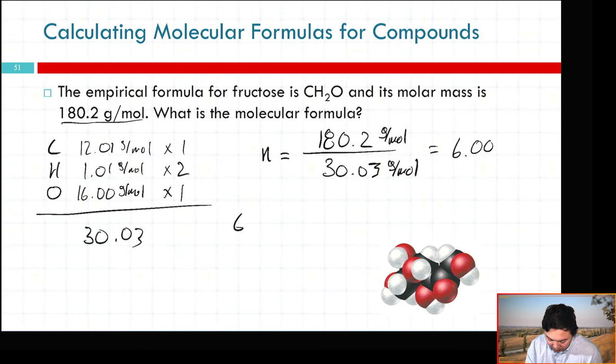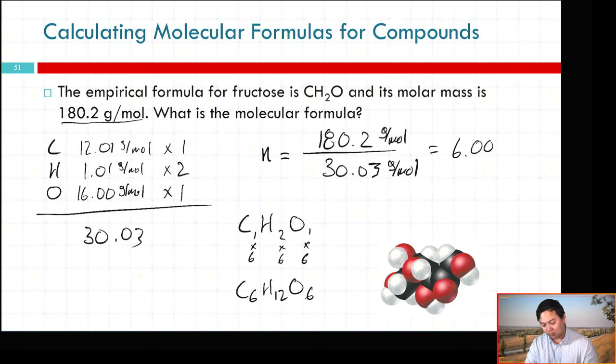Right? So we have carbon, hydrogen. Carbon is 1, right? That's implied. 2 and 1. If we multiply each of these by 6, C6H12O6. And that is how you get the molecular formula from the empirical formula. But it does require that you have the molar mass.